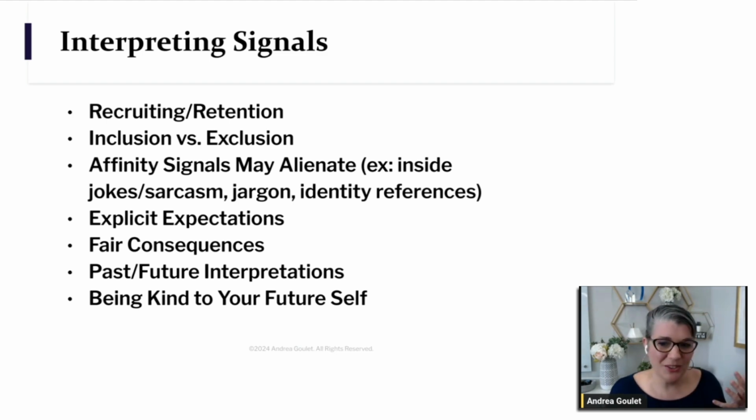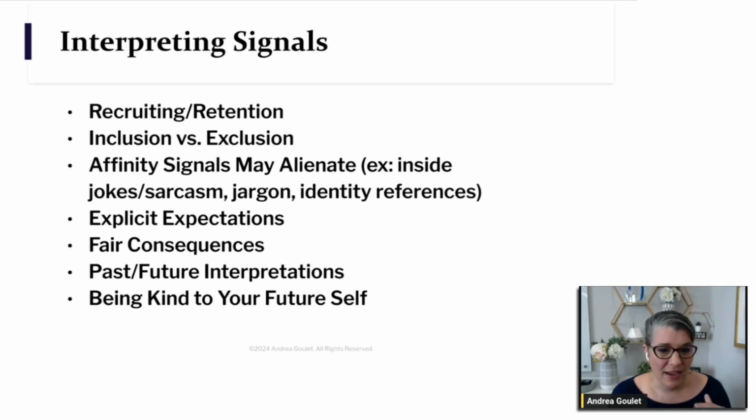Whether we're inclusion or exclusion, we need to recognize that there are affinity signals that might help people feel affinity, but they might also alienate. A lot of these fall into inside jokes or sarcasm, where somebody else might not be able to interpret it, or using jargon, or using identity references, like we saw with the Legacy Code Rocks rebrand.